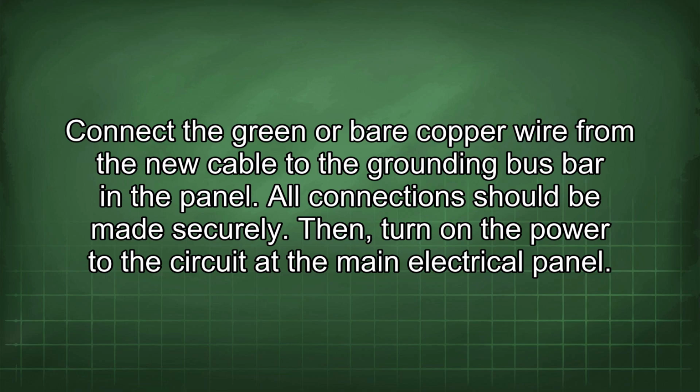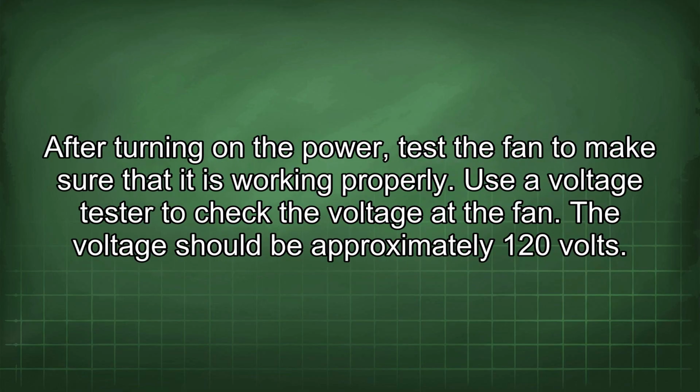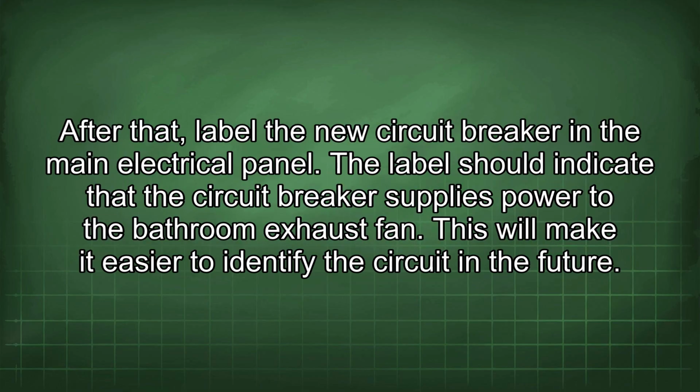Then turn on the power to the circuit at the main electrical panel. After turning on the power, test the fan to make sure that it is working properly. Use a voltage tester to check the voltage at the fan. The voltage should be approximately 120 volts. After that, label the new circuit breaker in the main electrical panel. The label should indicate that the circuit breaker supplies power to the bathroom exhaust fan. This will make it easier to identify the circuit in the future.